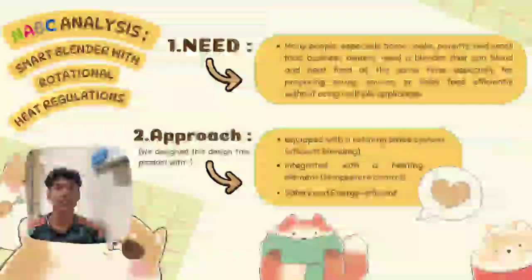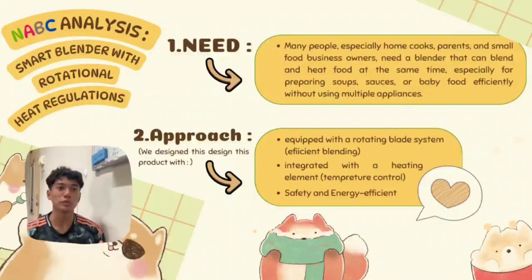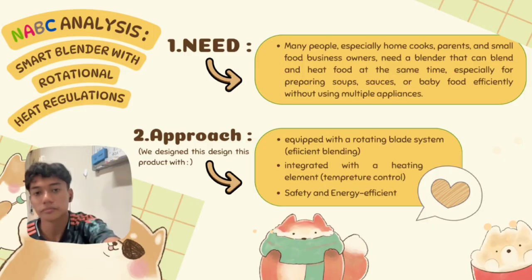First, we look at the need for our product, which is that many people need a blender that can blend and heat food at the same time. So we help them save time when preparing food without using many appliances. Our approach is to design a blender that has a rotating blade for smooth blending, integrated with a heating element for temperature control and energy efficiency for everyday use.